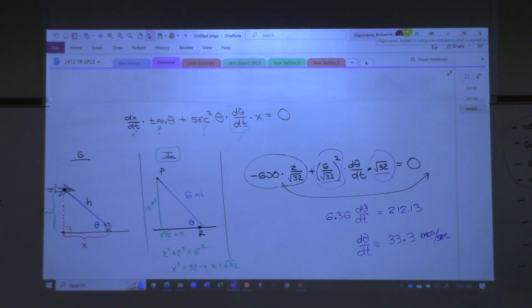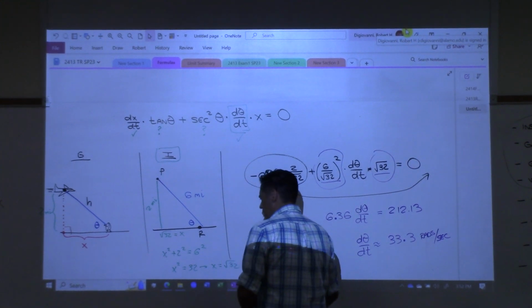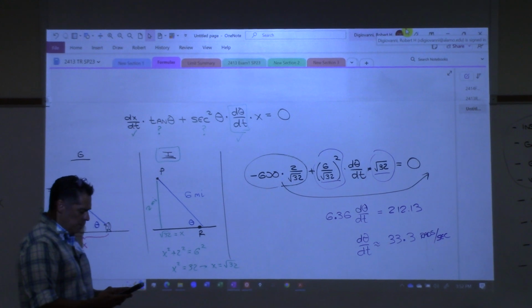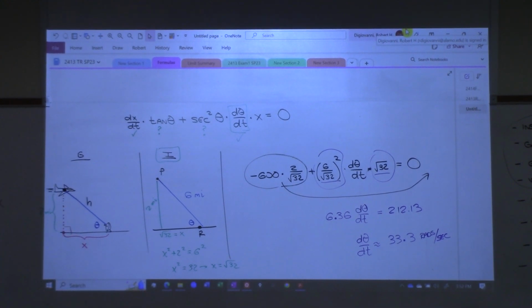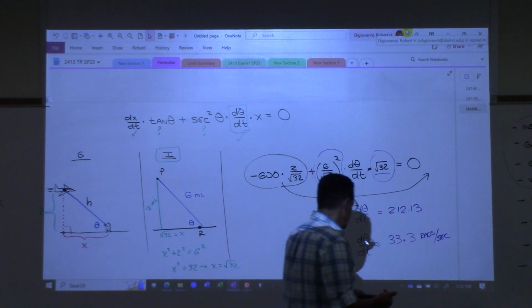And now, can we convert from radians to degrees? How do you do that? Multiply by 180, divide by pi, right? So if you wanted to know what this was in degrees per second, I would take 33.3, multiply by 180, divide by pi. Did I do that right? Yeah, 1,900.